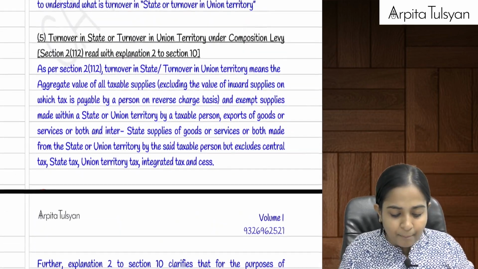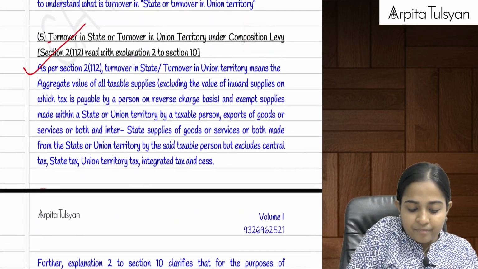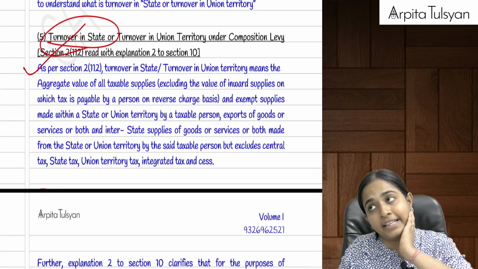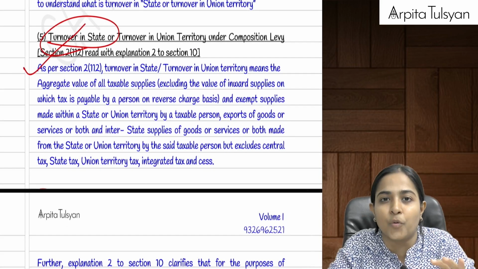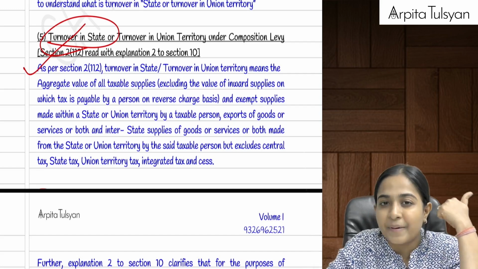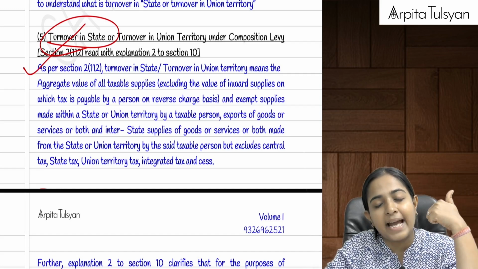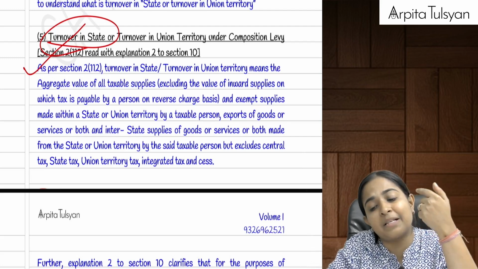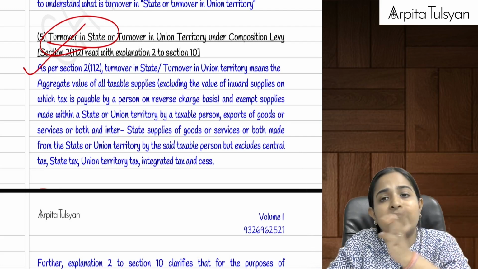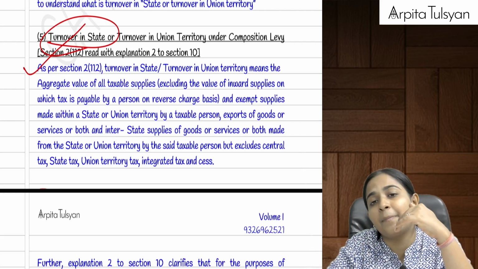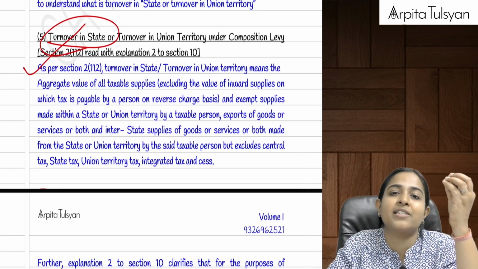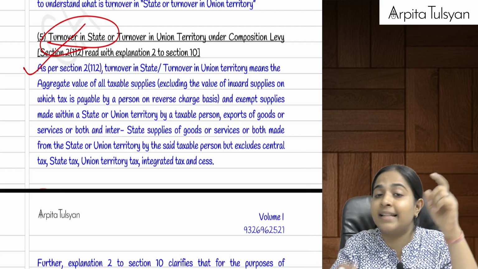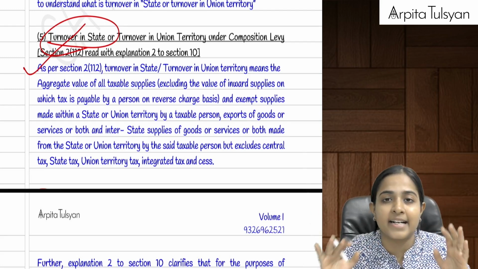Okay. Now, one important thing we need to calculate is turnover in that particular state or union territory. One thing that we calculated was aggregate turnover. Aggregate turnover we took of the preceding financial year, in which we included taxable supply, exempt supply, export, interstate. We excluded reverse charge mechanism supplies, inward supplies. We excluded the GST, and we excluded loans, deposits, advances. That was for all the entities registered under the same PAN.